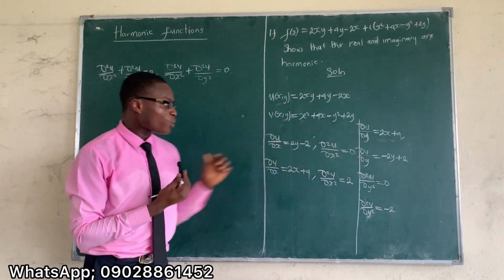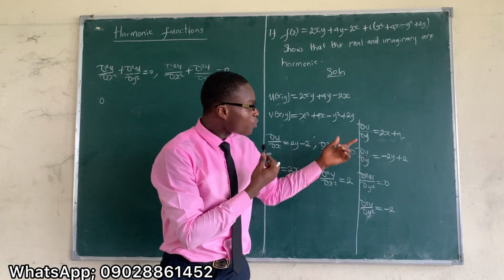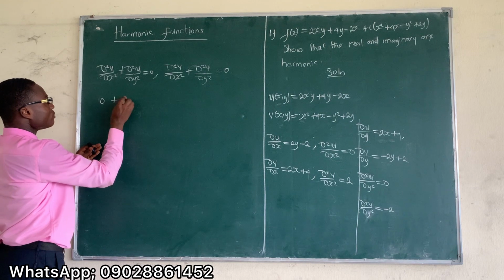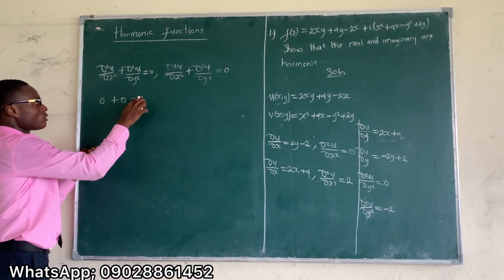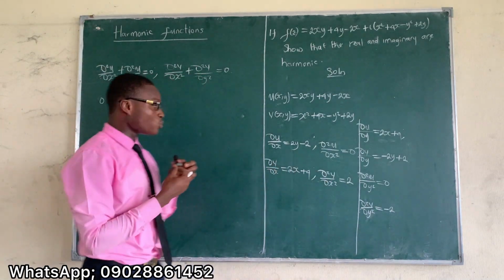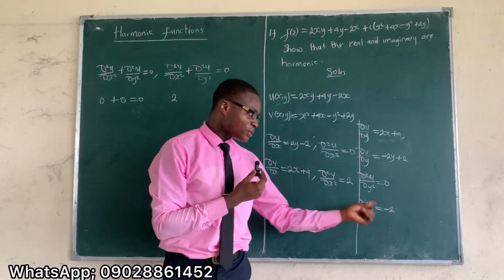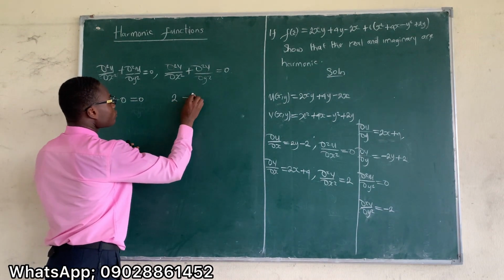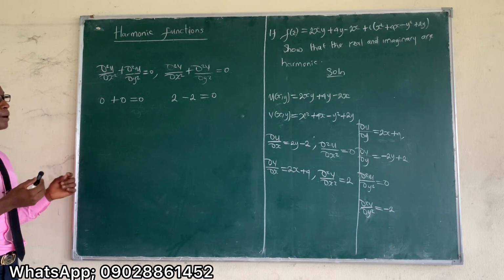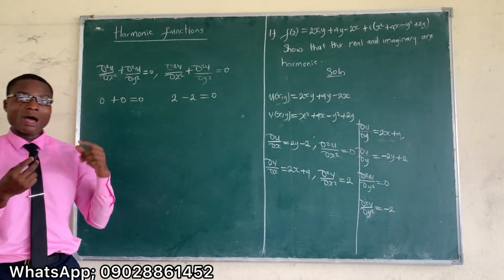Partial square u partial x square is 0, so we have 0 here. And also, partial square u partial y square is also 0, so we have 0 plus 0, which is equal to 0. From the imaginary part also, we have partial square v partial x square is 2, so we have 2 here. Also, partial square v partial y square is minus 2, so we have 2 minus 2, which is equal to 0. So since the real and imaginary parts give us 0, then we can conclude that the imaginary and real parts are harmonic.